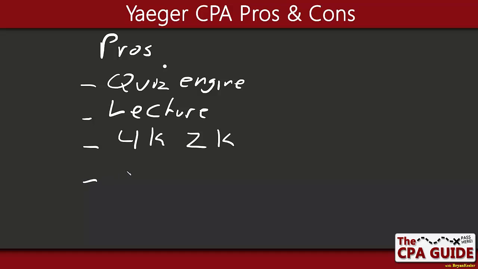You are also given access to their instructor hotline. This hotline gives you direct access to Dr. Yaeger and his team, so you can call them up and they'll walk you through any concept that you might be struggling with. And the final one is that you do get unlimited use if you purchase their offline review course. This means that you'll always have access to it if you purchase their offline course.